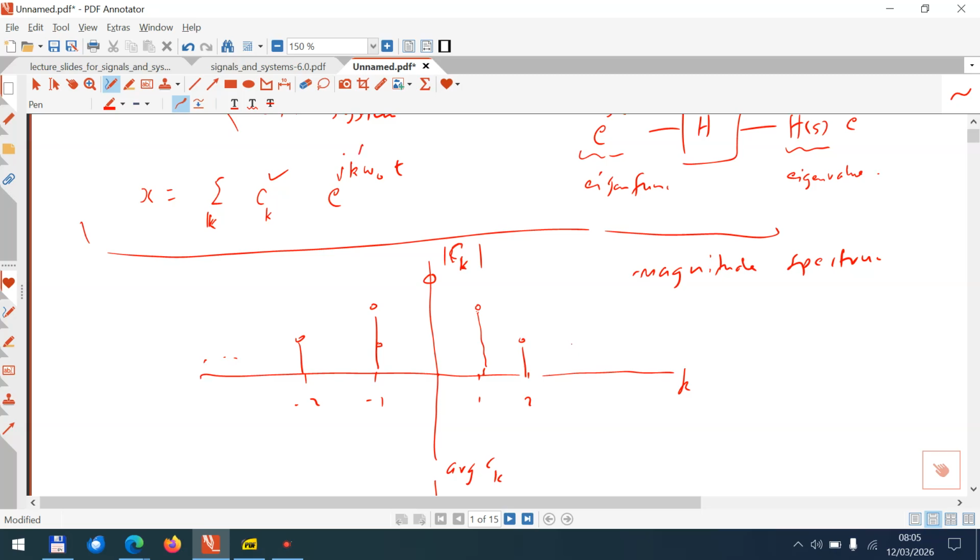Instead of focusing on k, let's focus on this thing, which is k times ω₀. So k times ω₀ can be thought of as the kth frequency, the kth angular frequency, right?